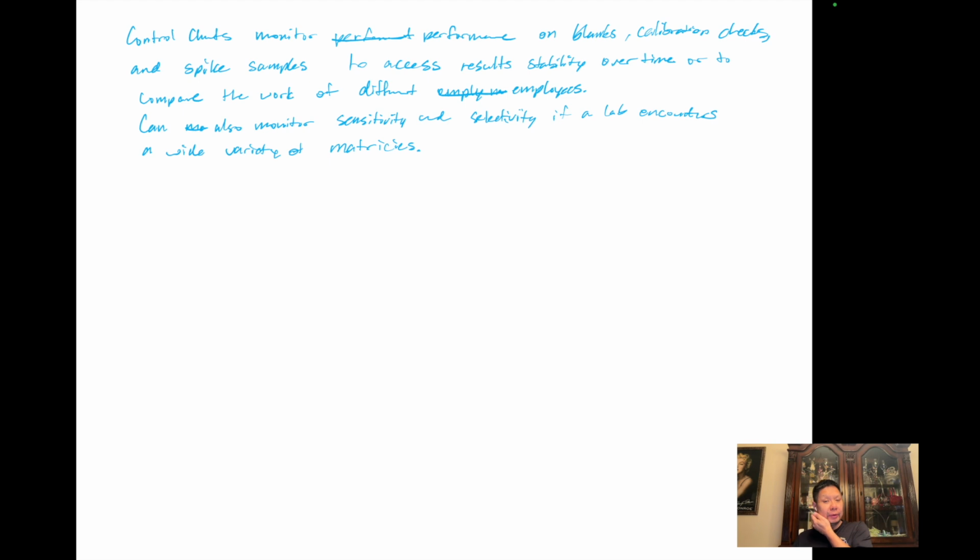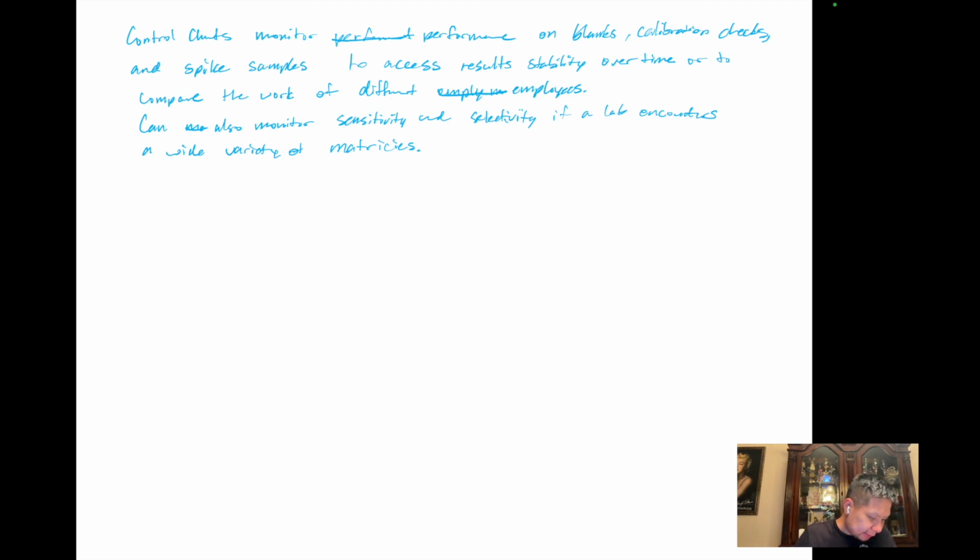Right? So if a lab gets samples that contain all kinds of different components, that's what it means by wide variety of matrices. And oftentimes, different components can really gunk up an instrument, make it all dirty, and make it less sensitive, right? And so, if you get a lab where the same instrument is being used to analyze a multitude of different samples, and your Levy-Jennings plot starts to show some deviations from the mean, then it might mean that you need to clean your instrument, right? And that actually happens a lot, especially on LCMSs. We've had to clean our LCMS multiple times to actually have it working correctly.